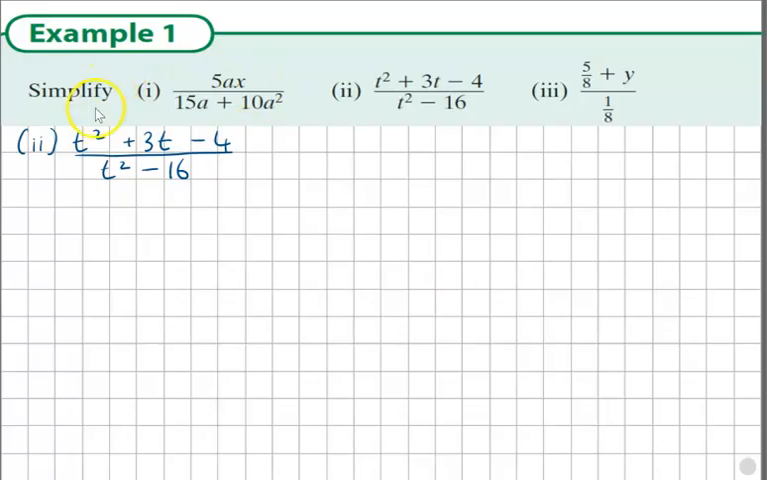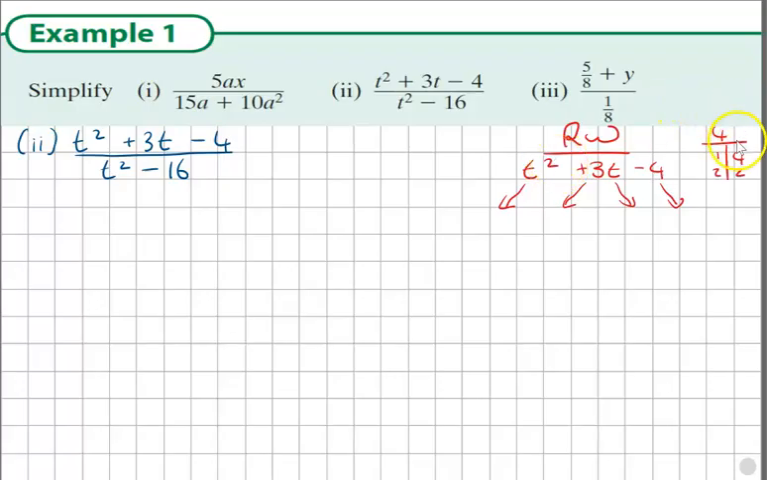Part 2, we want to simplify t squared plus 3t minus 4 over t squared minus 16. So we want to always see if we can factorize. So we're going to factorize the numerator. So we've got t squared plus 3t minus 4.